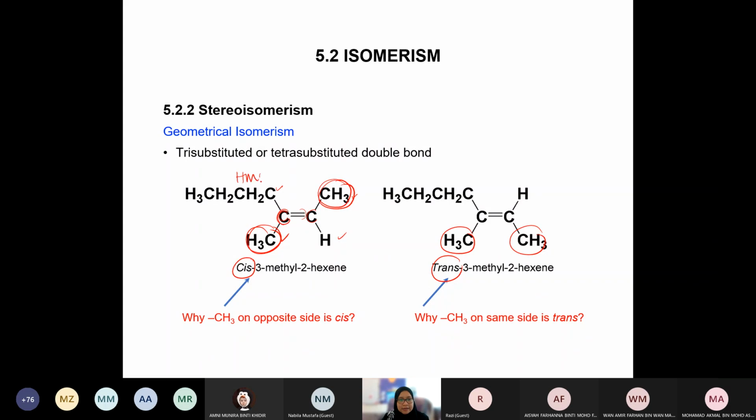You can identify first on this carbon which is the high molecular weight. This one. This is lower molecular weight. How about this second carbon? This is high molecular weight. This is lower molecular weight. So, the high molecular weight for both carbons are located on the same side. Therefore, it is called cis. Okay? Right.